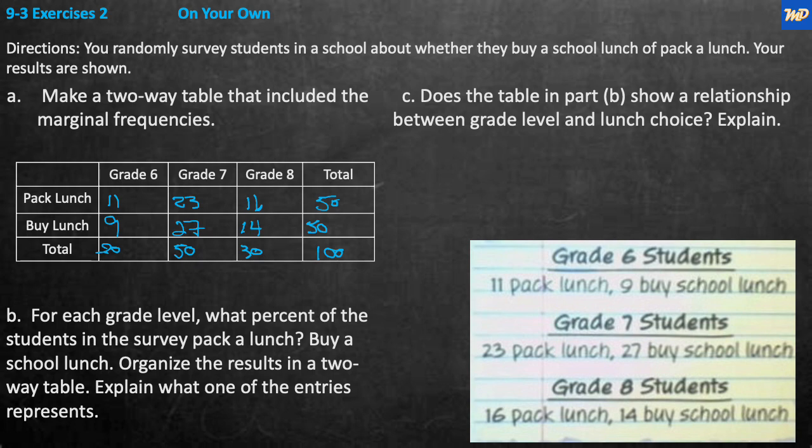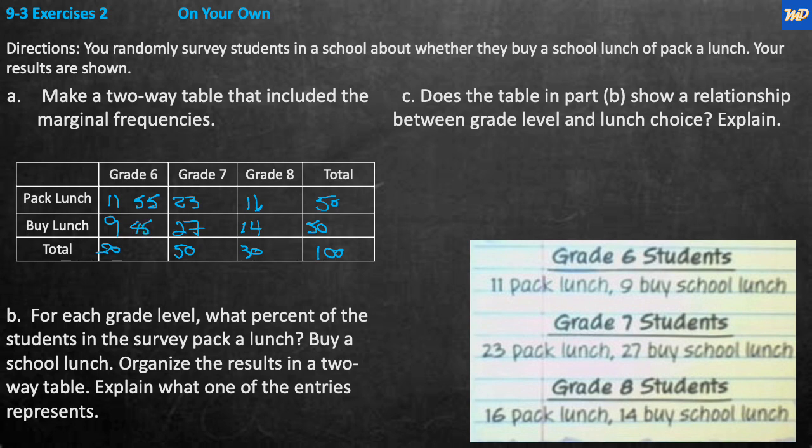Now for each grade level, what percentage of students in the survey pack a lunch and buy a lunch at school, right? So let's do the percentages. So 11 divided by 20, you take the 11 packing a lunch divided by the total lunch eaters, if you will, in 6th grade. And what's the percentage we're going to get? That's going to come out to be 55%. And then of the buyers, we're going to have 9 divided by 20, and that ends up being 45%.